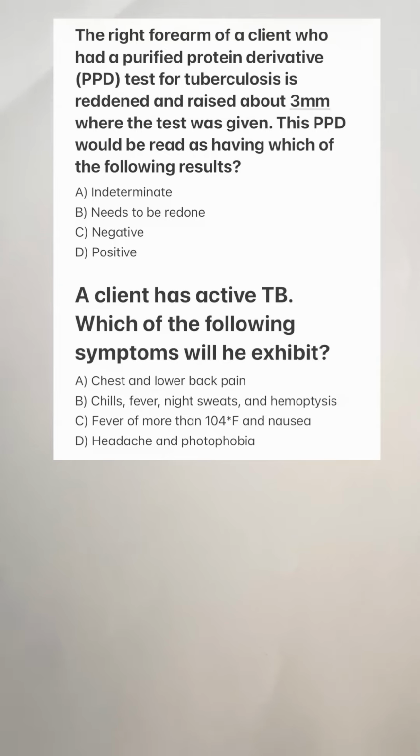The right forearm of a client who had a PPD test for tuberculosis is red and raised about 3 millimeters where the test was given. This PPD would be read as having which of the following results? Intermediate, needs to be redone, negative, or positive.